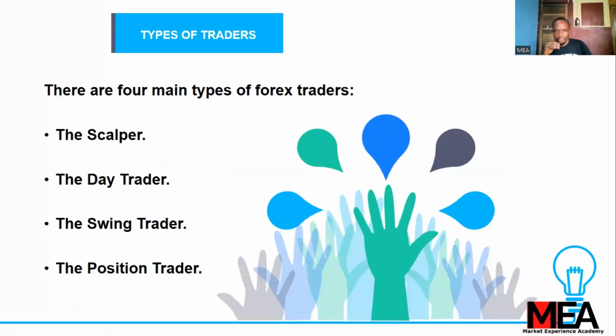Types of traders. There are 4 main types of forex traders in the market. We have the scalpers, the day traders, the swing traders, and the position traders. The scalpers are the traders that don't stay very long in the market. The longest they can stay is 5 to 10 minutes.